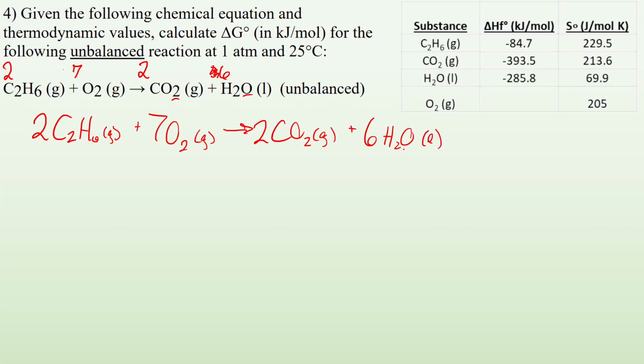All right. So now I got it balanced. I have delta HF naught and S naught, but I need delta G, so I'm going to need another equation. The other equation is delta G equals delta H minus T delta S. So I need to figure out first my change in enthalpy, then my change in entropy, and then I can calculate my delta G.